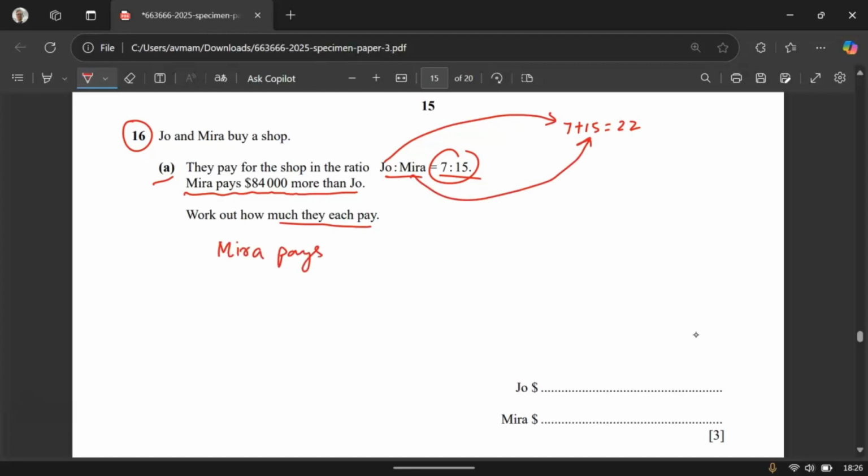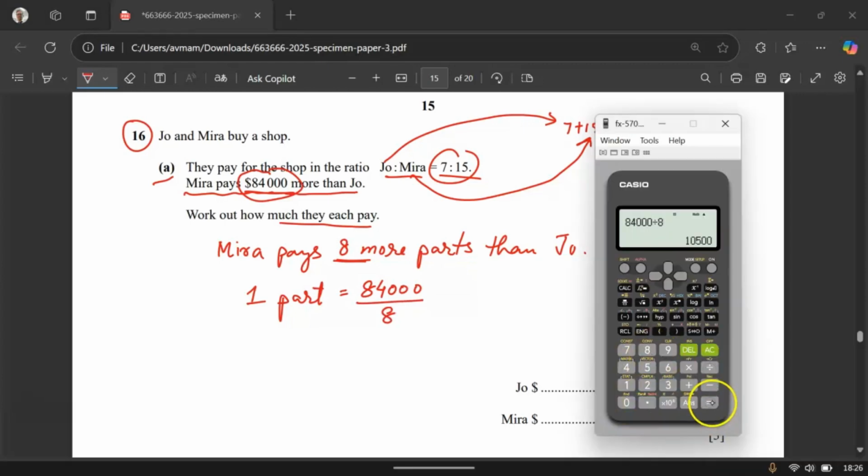Mira pays 8 more parts than Joe. So, and that is $84,000. Okay, so let's find one part. If 8 parts is equal to 84,000, so one part will be 84,000 divided by 8, and that gives you 10,500.